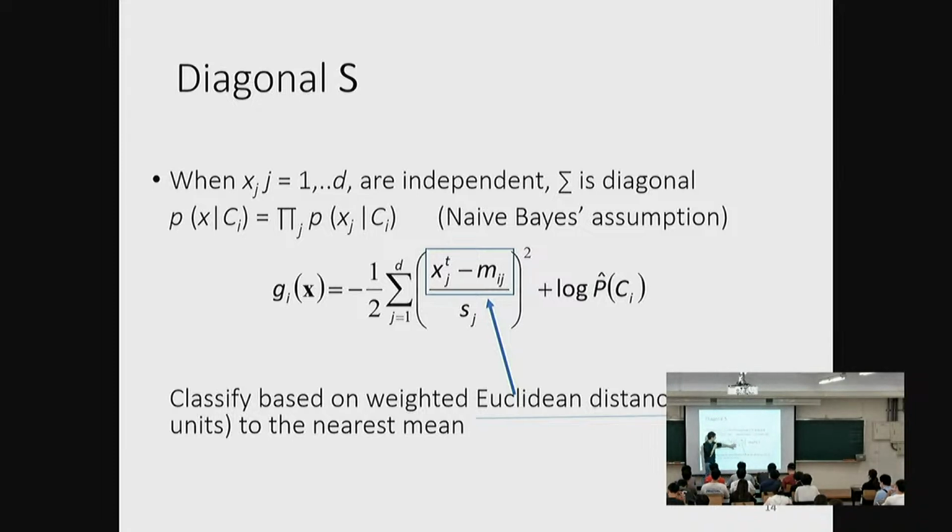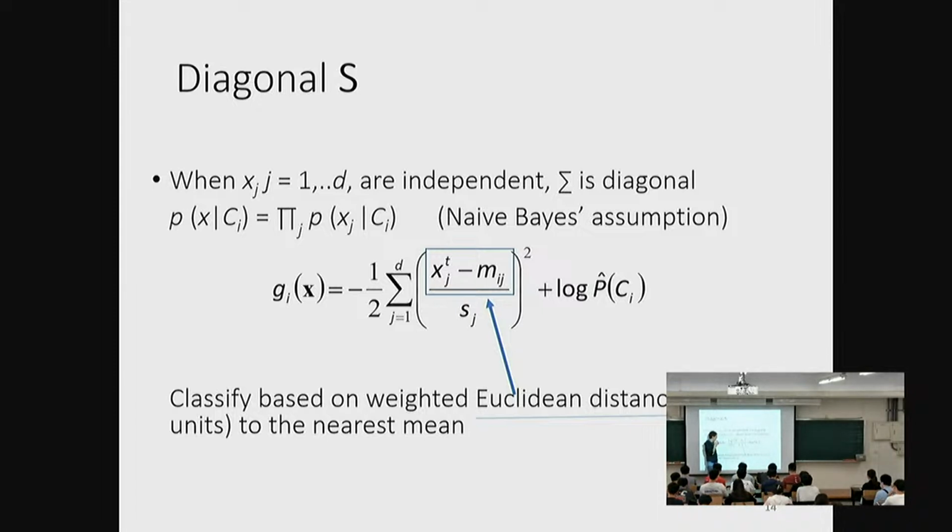If you look at this, each x comes in for each of the ith classes and gives me a value. Pick the one that's max. This is a distance function. Essentially you're classifying a sample based on a weighted Euclidean distance, measured in units of sigma j, to the nearest mean.